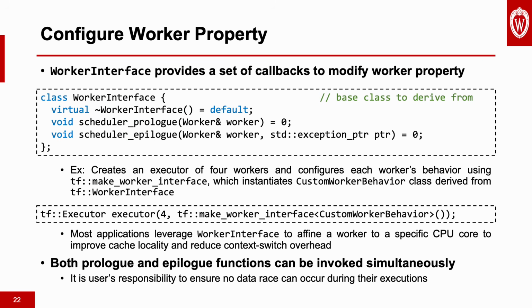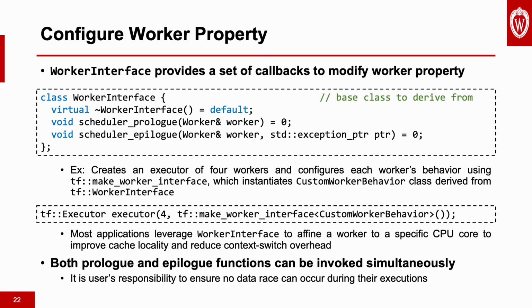You can configure the worker property using the interface class worker interface, which provides a set of callbacks for you to modify the worker property. The class has two important methods, scheduler prolog and scheduler epilogue, which will be invoked during the construction of an executor before and after the scheduler starts and finishes. For example, here we create an executor of 4 workers and configure each worker's behavior through the helper function makeWorkerInterface, which instantiates the custom worker behavior class derived from worker interface.